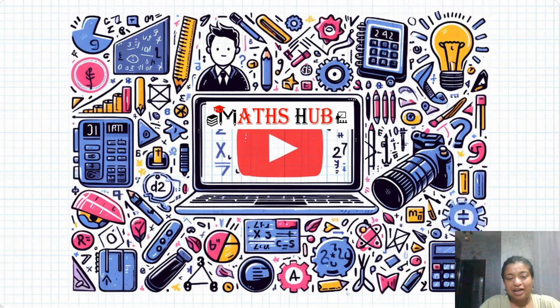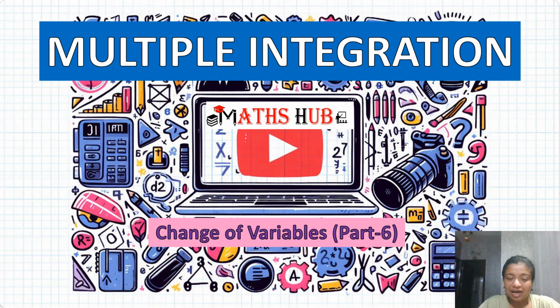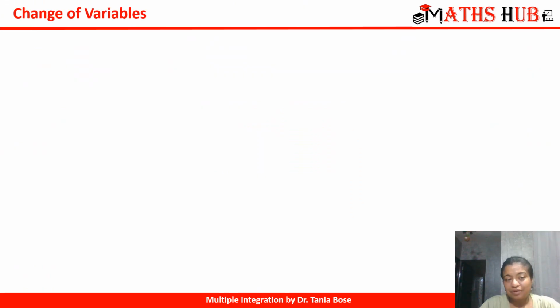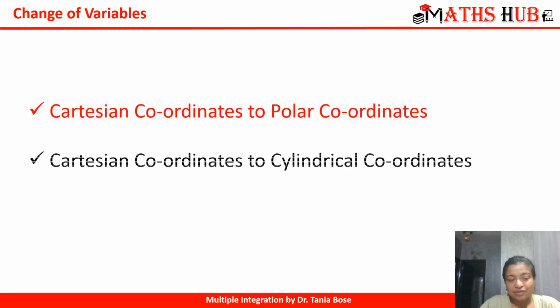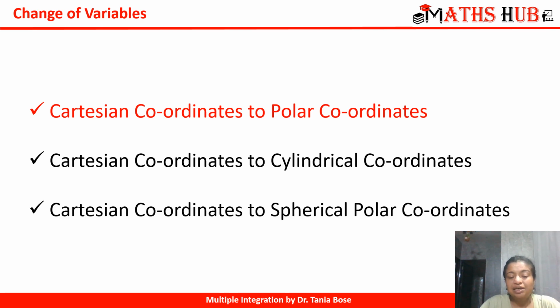So in this video, I will be talking about multiple integration and we will focus on change of variables. In this particular video, I will be talking about how to change Cartesian system to cylindrical coordinates, right? If you haven't watched my previous video of change of variables from Cartesian to polar, do watch it. We have discussed all that already. In this video, I will talk about how we change Cartesian coordinates to cylindrical coordinates, and in my next video, I will be talking about converting Cartesian coordinates to spherical polar coordinates.